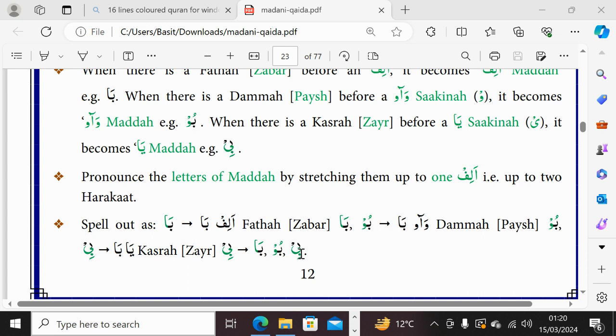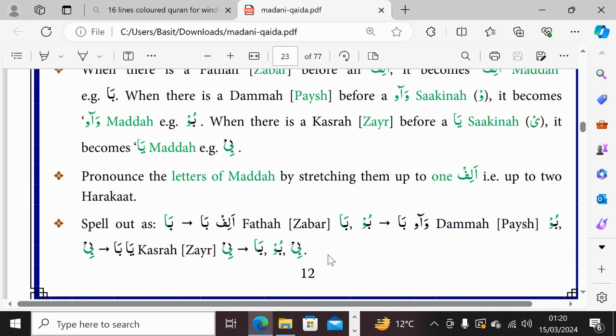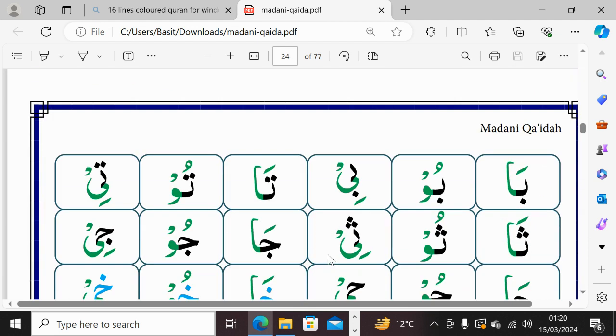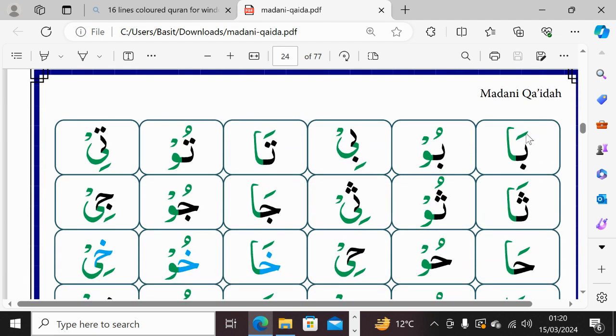So let's start this lesson. This is alif madda, this is waw madda, this is ya madda. The symbol of alif madda: when the mutaharik letter comes before alif, there will be alif madda.